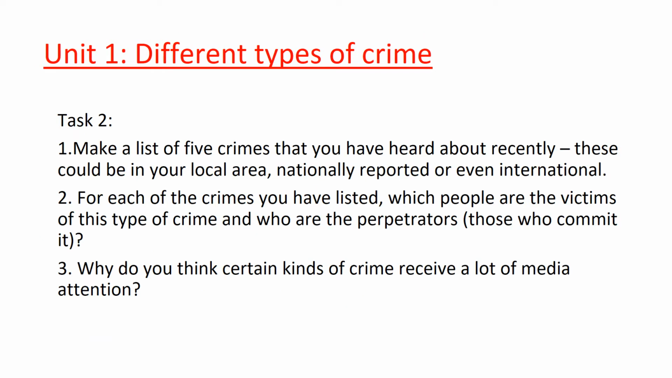So just another task here for you. What I would like you to do is pause and answer the 3 questions here. So I'd like you to make a list of 5 crimes that you've heard about recently. These could be in the local area, they could be nationally reported, or they could even be international crimes. For each of these crimes that you've listed, I want you to tell me which people are the victims of this type of crime and who are the perpetrators, so who are those committing it. The third thing I'd like you to do is answer this question: why do you think certain kinds of crime receive a lot of media attention? Pause now.